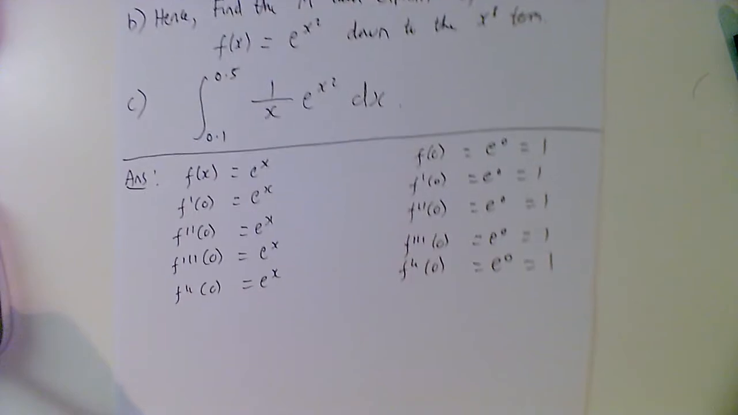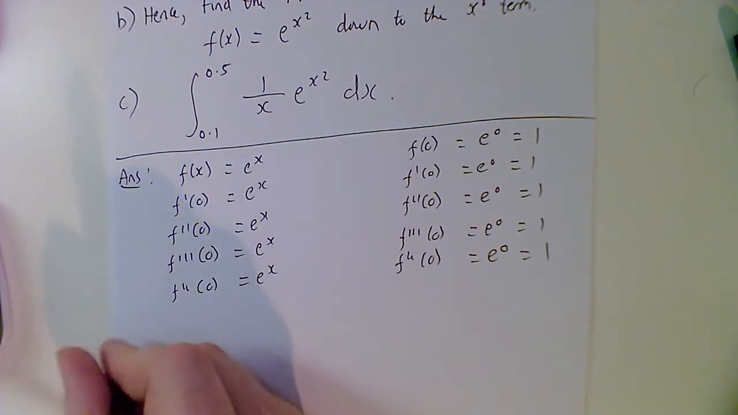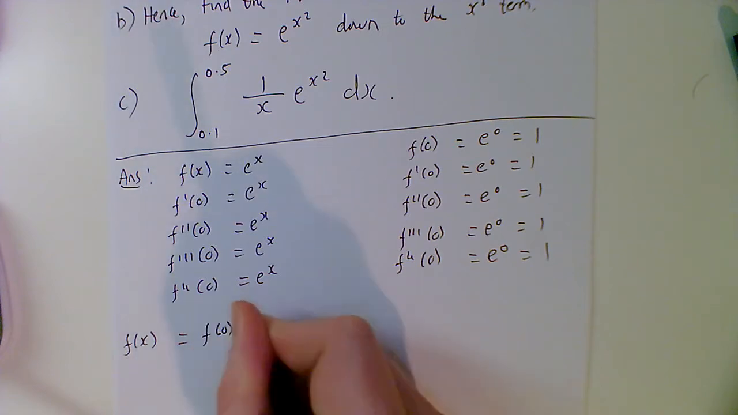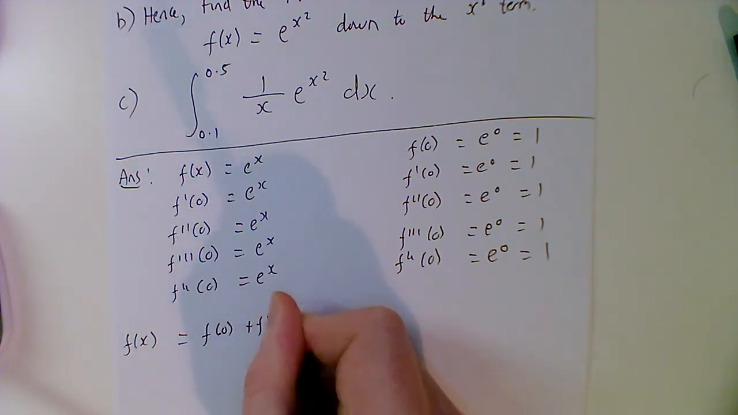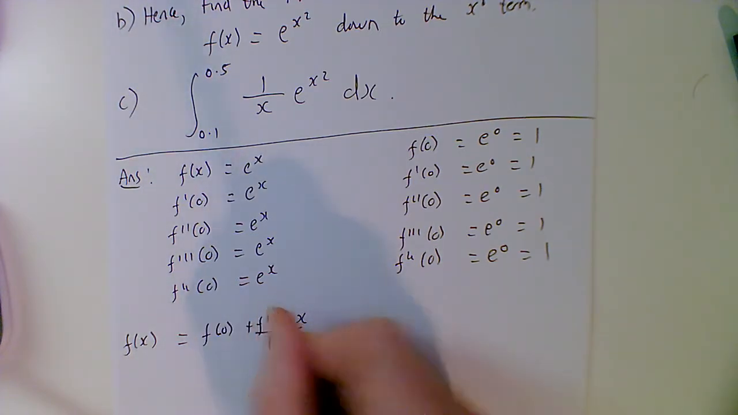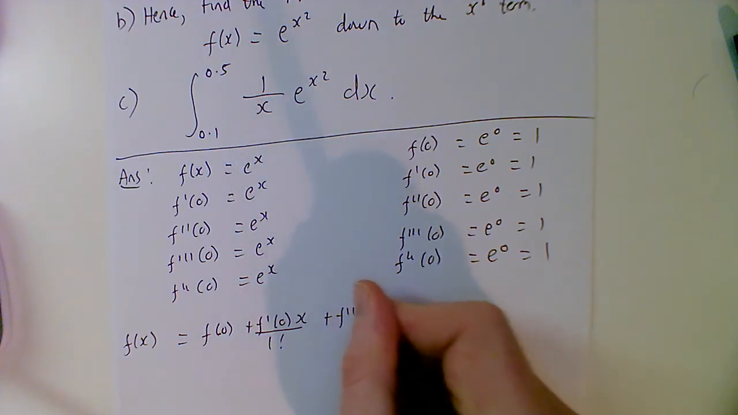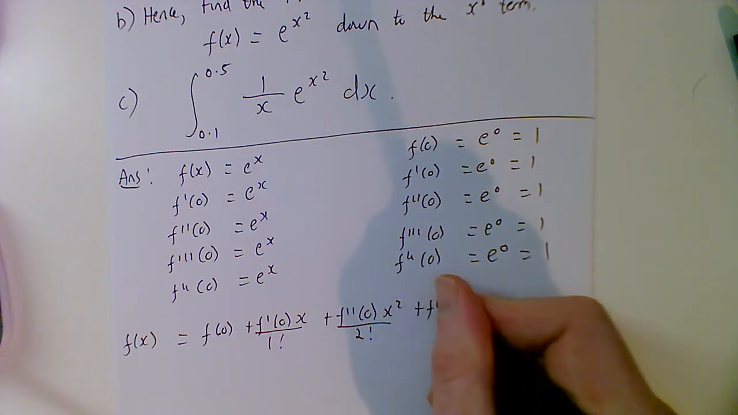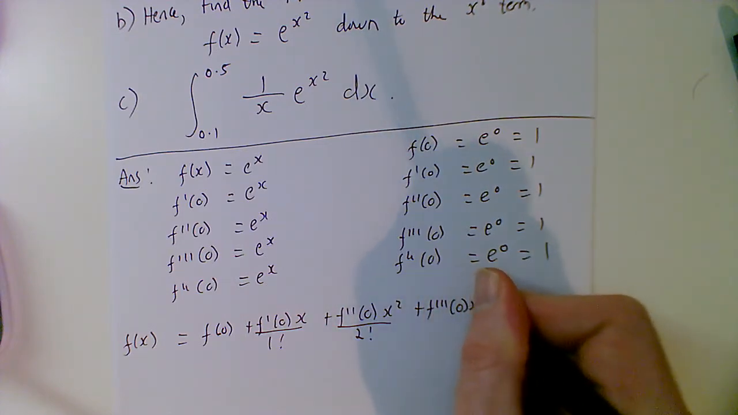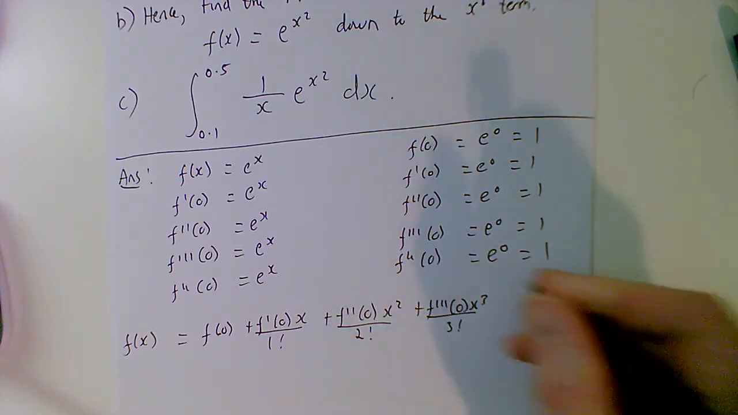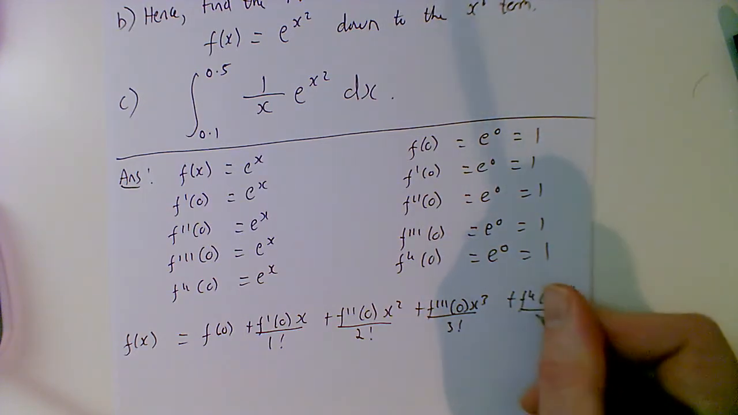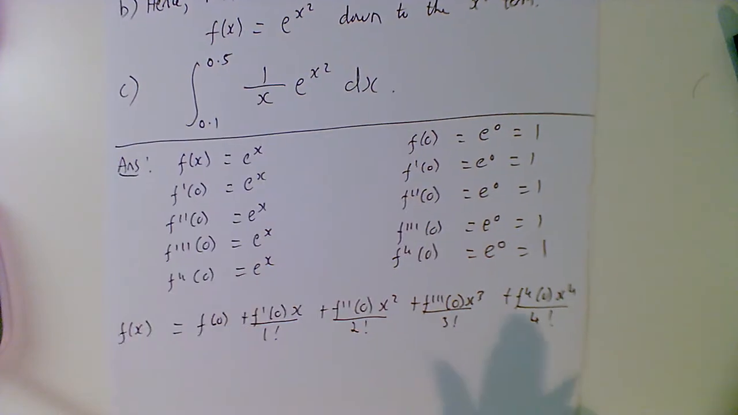So that's me done. Right, so f of x is f of 0 plus f dashed of 0 x over 1 factorial plus f double dashed of 0 x squared over 2 factorial plus f triple dashed 0 x cubed over 3 factorial plus f the fourth derivative 0 x to the power of 4 over 4 factorial.